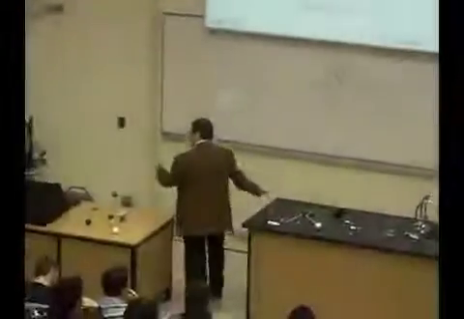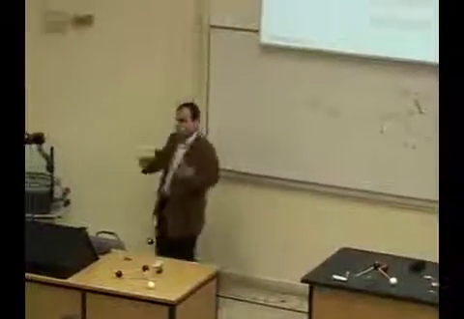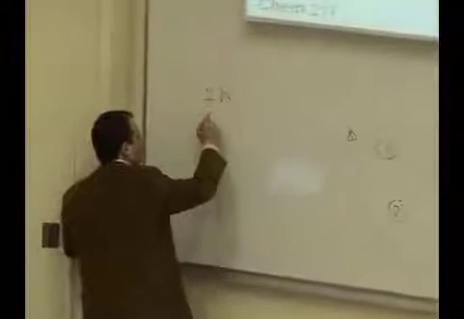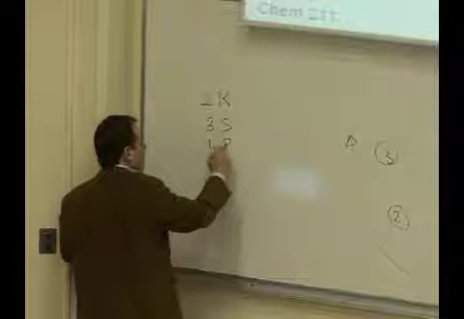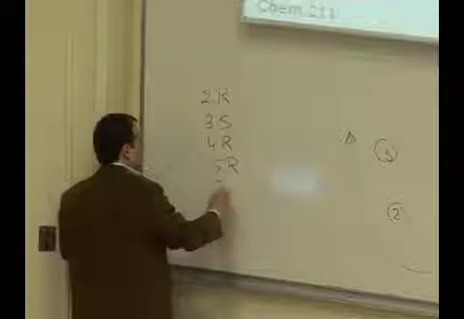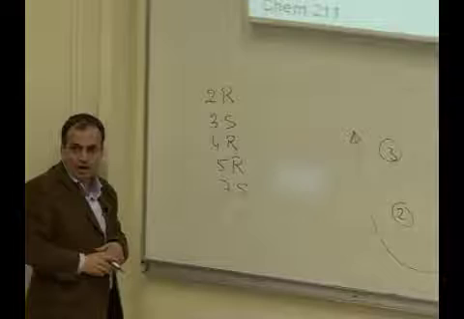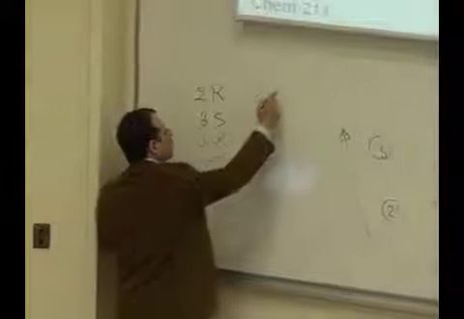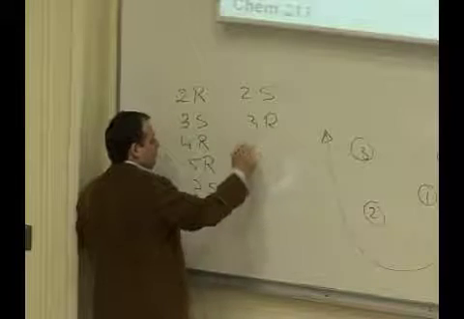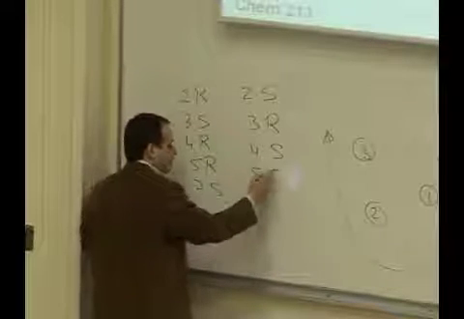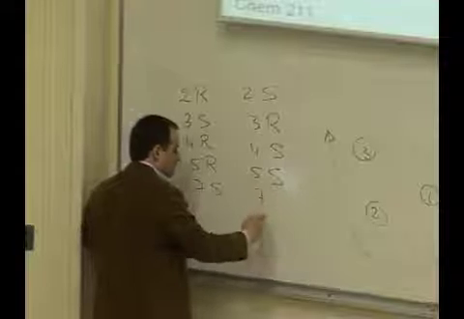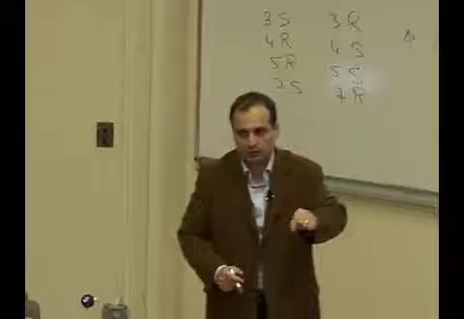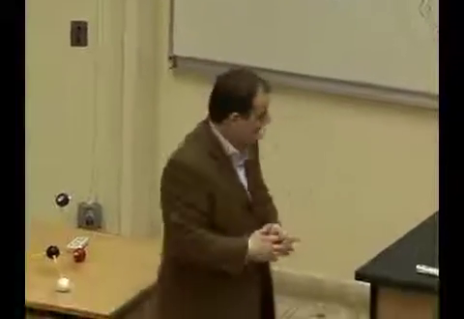Let me make up an example without even looking at the molecule. If I say I have a molecule with 5 chiral centers, where 2R, 3S, 4R, 5R, and 7S. What is the enantiomer of this molecule? 2S, 3R, 4S, 5S, and 7R. The enantiomer has the mirror image of every chiral center. Not most of them, every chiral center.